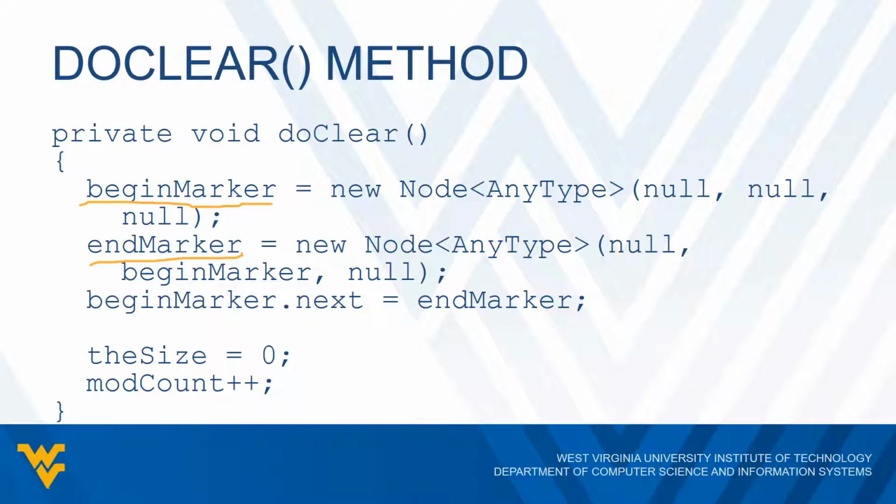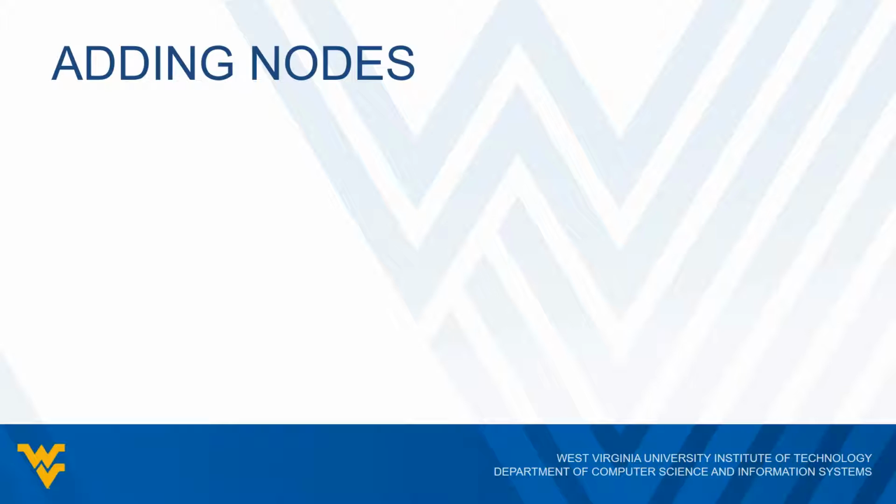And then we would set the size to 0 because even though we have header and tail nodes, we don't have any actual nodes in the list. And then finally, we increment our mod count because we did make a change to our list. Let's take a look at how we would add nodes in our linked list.